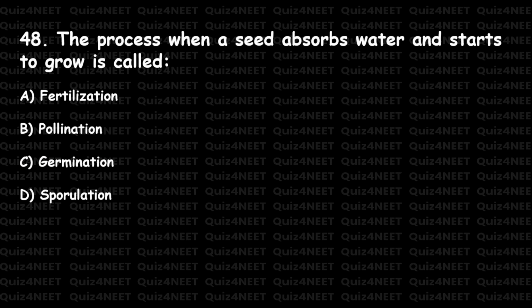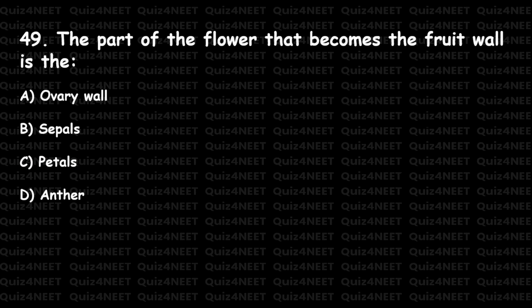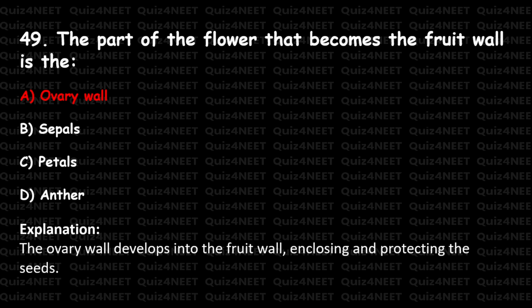48. The process when a seed absorbs water and starts to grow is called A. Fertilization, B. Pollination, C. Germination, D. Sporulation. C. Germination. Explanation: germination is the process when a seed absorbs water and starts to grow into a new plant. 49. The part of the flower that becomes the fruit wall is the A. Ovary wall, B. Sepals, C. Petals, D. Anther. A. Ovary wall. Explanation: the ovary wall develops into the fruit wall, enclosing and protecting the seeds.